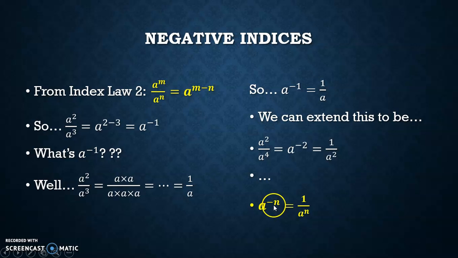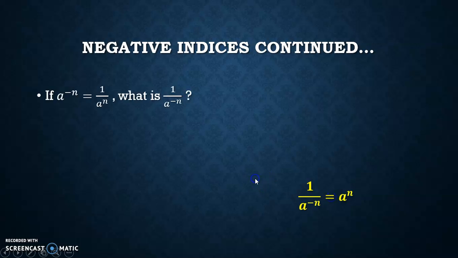So this is what negative indices mean. It means you're writing the reciprocal of a to the power of n when you have a negative in front of n. So then what is 1 over a to the power of negative n? Well, it's basically a to the power of n. It's like the reciprocal of the reciprocal.